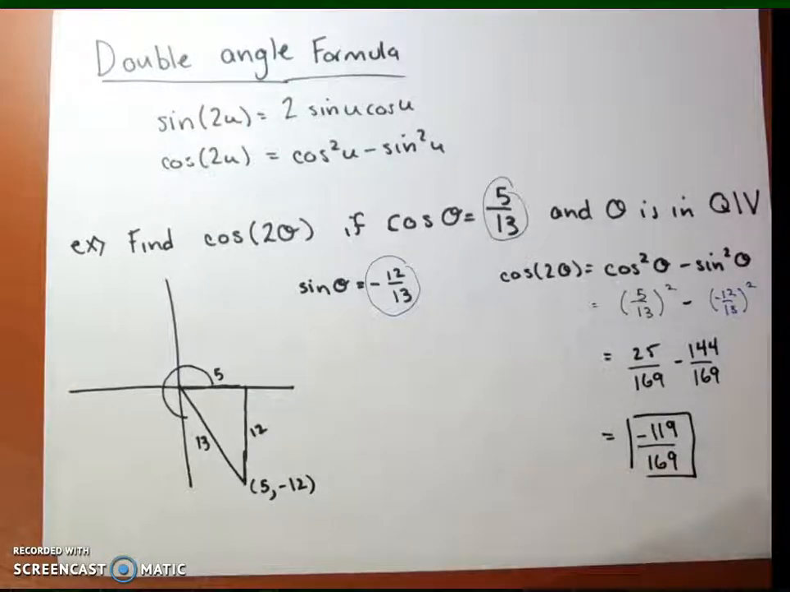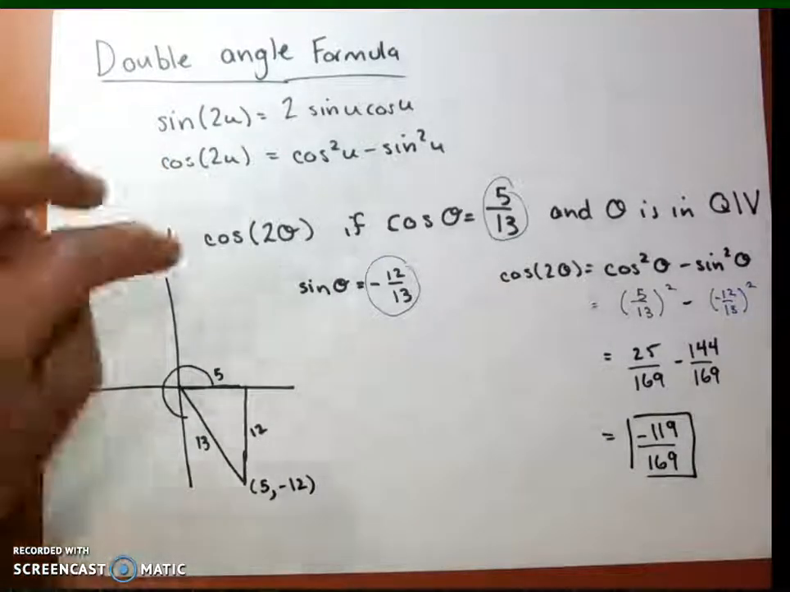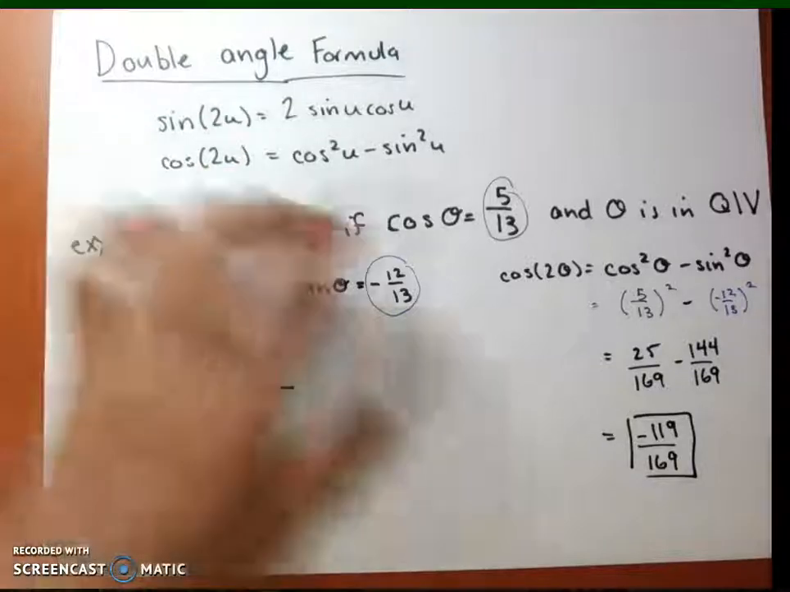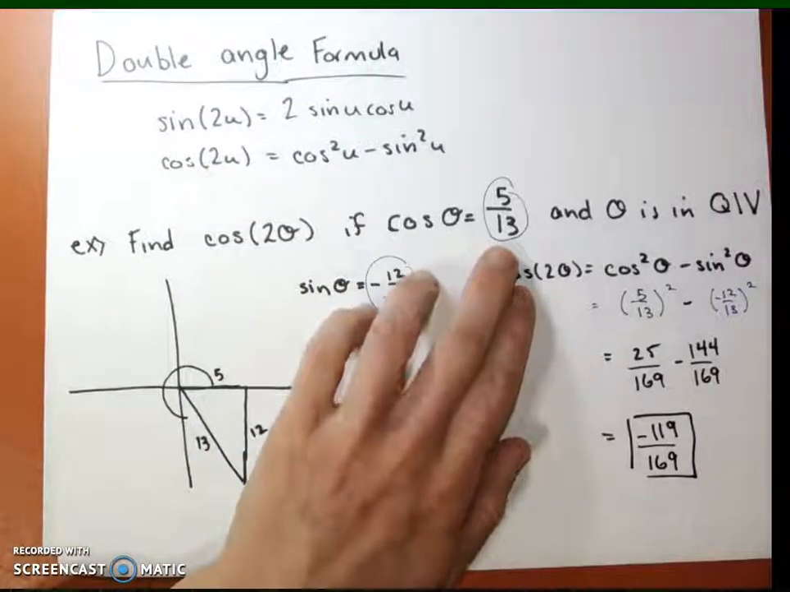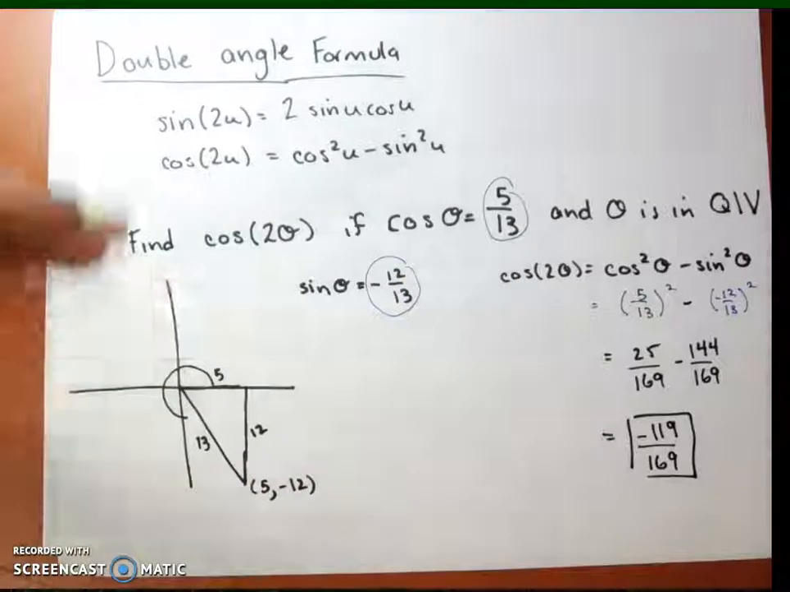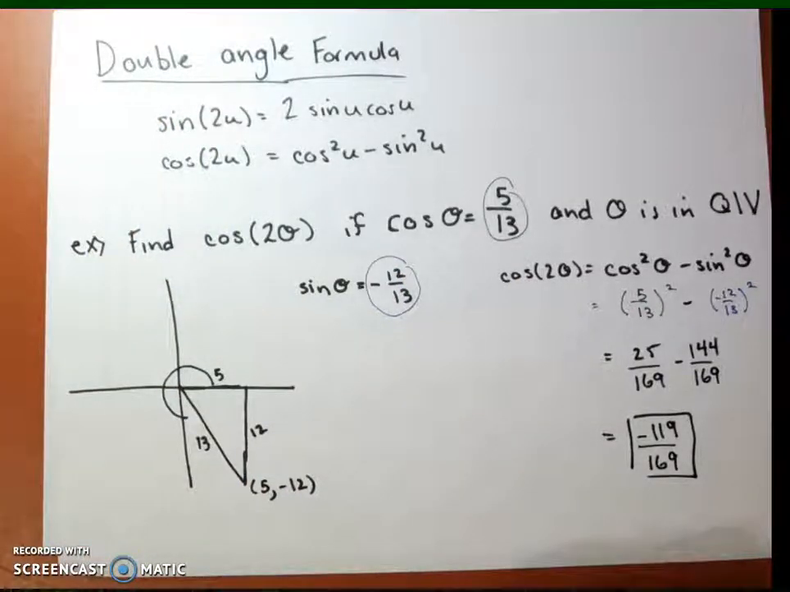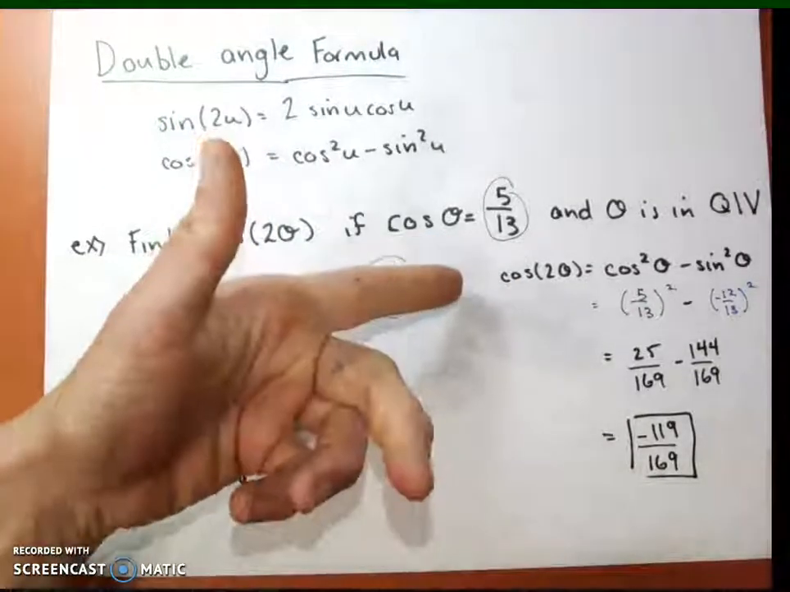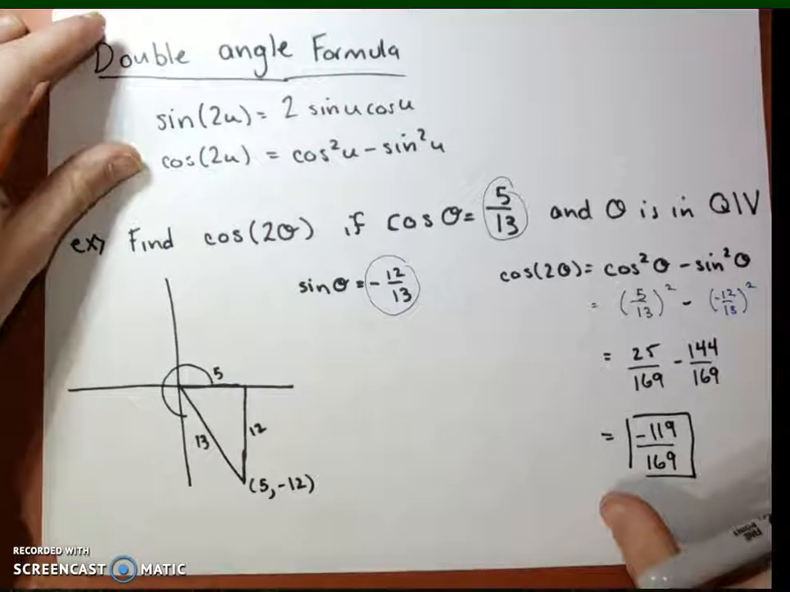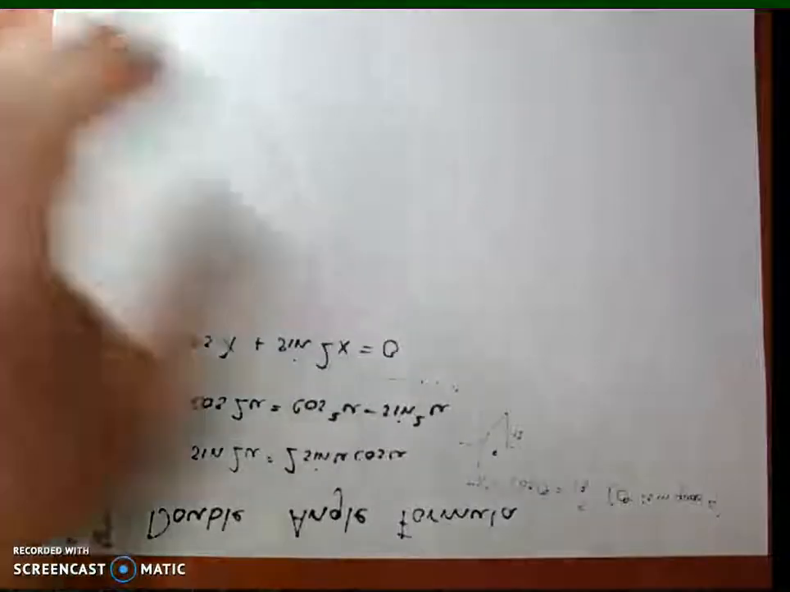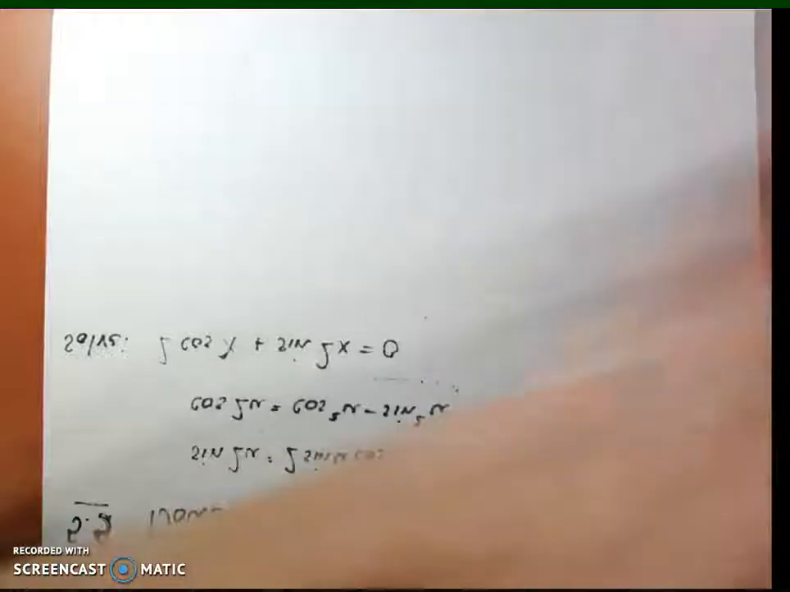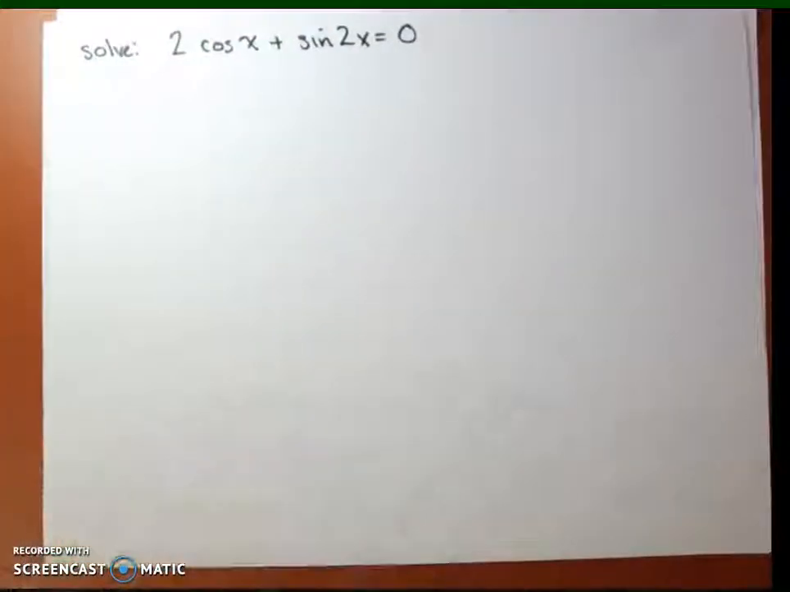So that's just a basic application for plugging directly into this formula. We're given one piece of information, we're given the cosine of an angle, then we're able to find the cosine of twice that angle without even knowing what the angle was. So that's pretty neat. Now we'll go through an example where we solve a trig equation by using this double angle formula.